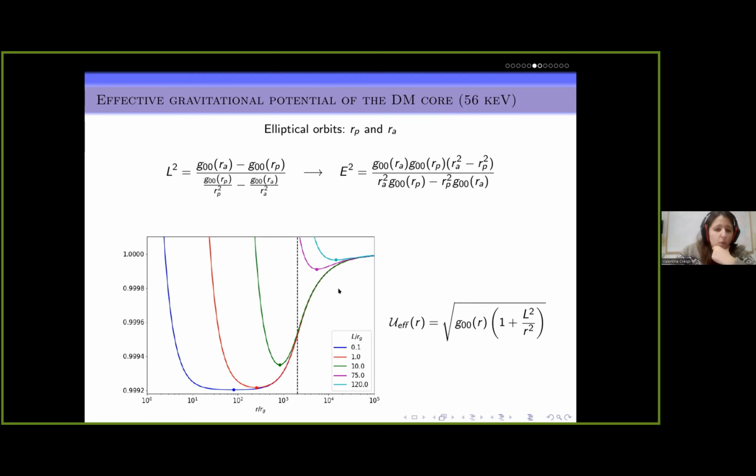With this, one can perform a qualitative analysis of the stability of orbits in this configuration. Since this is a regular solution, one finds that for every value of the angular momentum, there is always a minimum of the potential. So there is always a stable circular orbit. In this case, the vertical dashed line here is the location of the core for this 56 keV configuration, and is about 1,000 Schwarzschild radii.